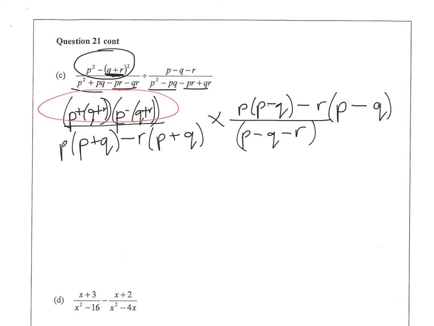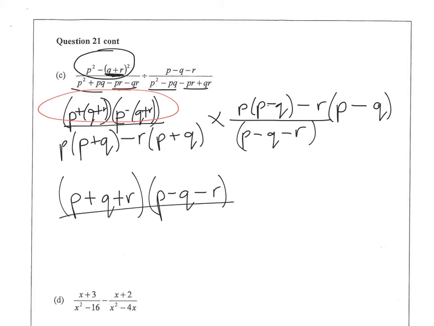So we get, first one, p plus q plus r. That won't change much. Now the next one will. P minus q minus r, because that negative out the front of that little bracket will change the sign in the middle.